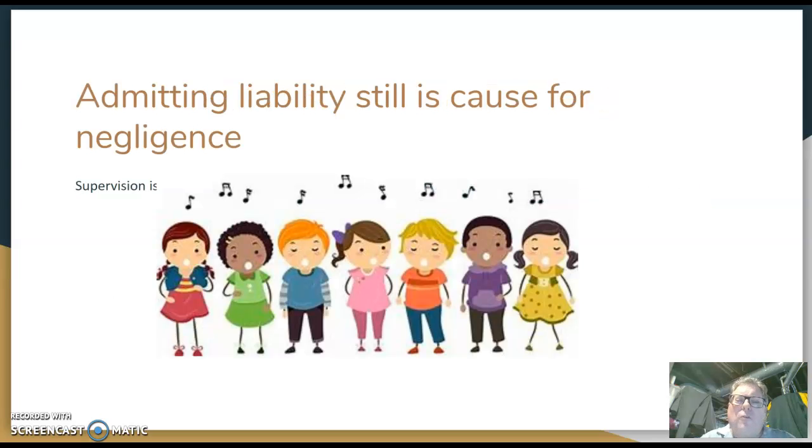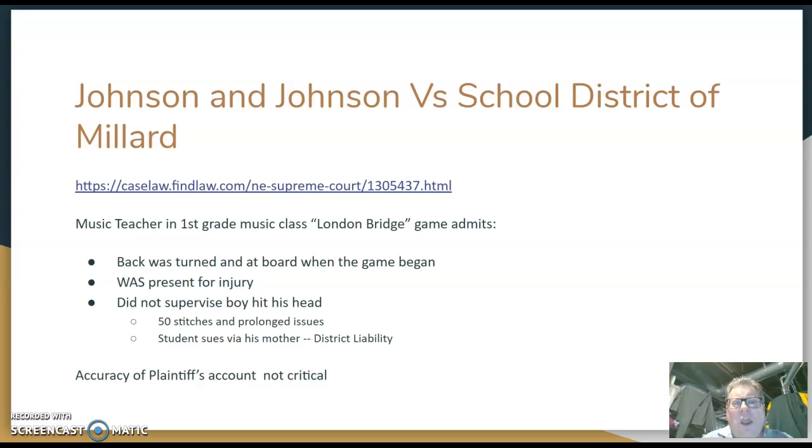For those of us that over-apologize, admitting blame is still cause for negligence. The case I have here is Johnson & Johnson versus the School District of Millard. This was, you can picture this, a first grade music class. The lesson that the teacher has for the kids is teaching them the London Bridge song, and they all kind of walk in a line and go through the bridge, and the bridge falls down, all that kind of stuff.